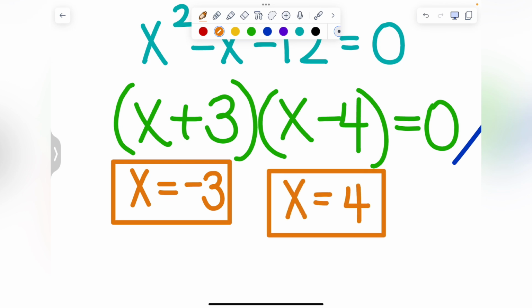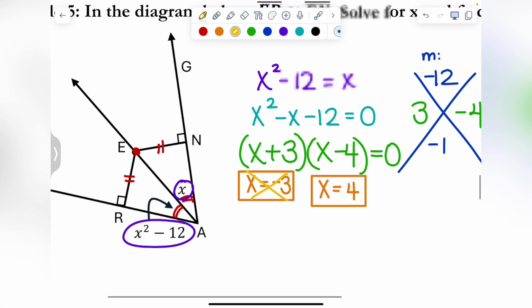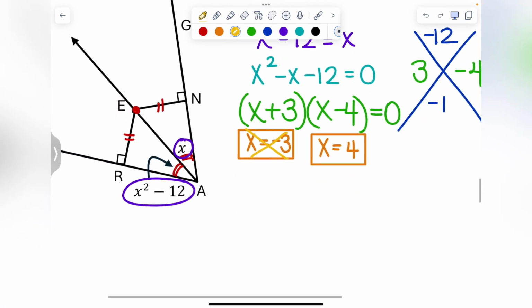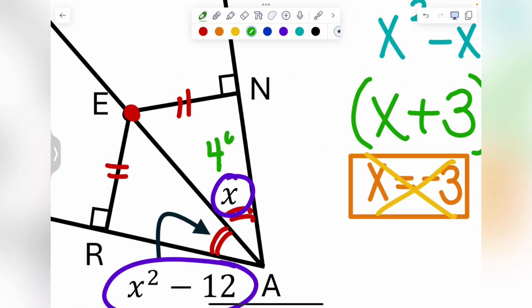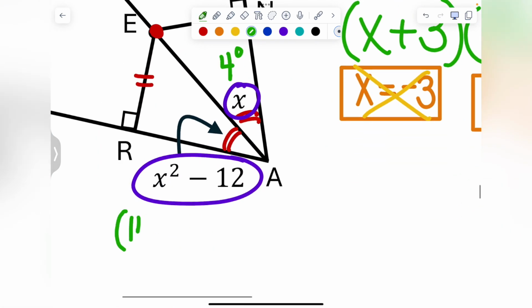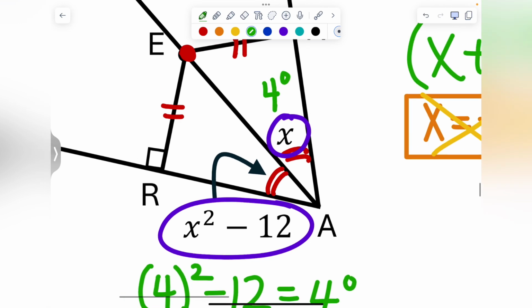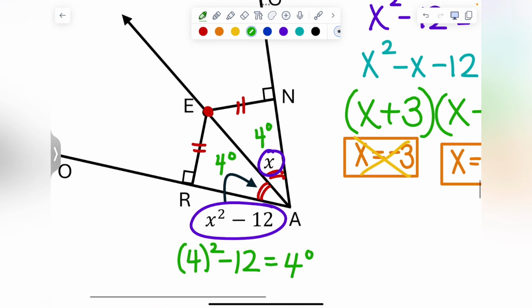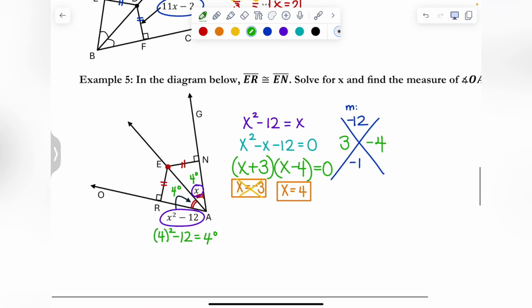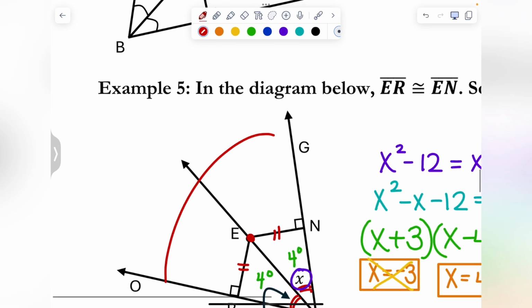But of course, the negative is not going to work because if I plug it into this angle, I get a negative angle. All right, so then if x is 4, that means this angle is only 4 degrees. And if I plug it in here too, it should work out. 4 squared is 16. 16 minus 12 is 4 degrees. So the math is mathing. They're both 4 degrees. So that means that OAG, which is this whole entire angle, is 8 degrees.